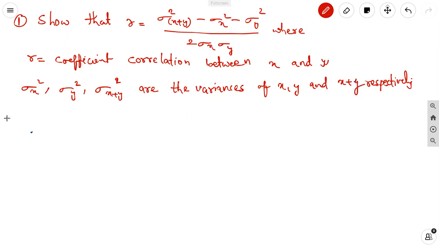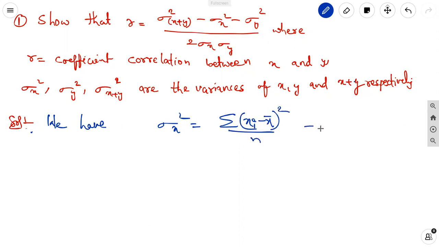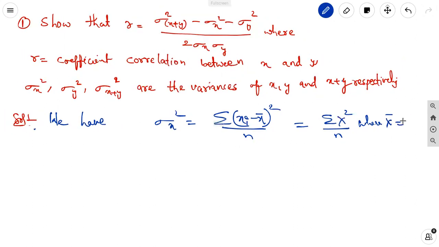respectively. First we know the definitions of the variances of the individual variables and also the coefficient of correlation formula. Here we have sigma x square is equal to summation xi minus x bar whole square by n. And simply we can take it as sigma capital X square by n, where capital X is equal to xi minus x bar.